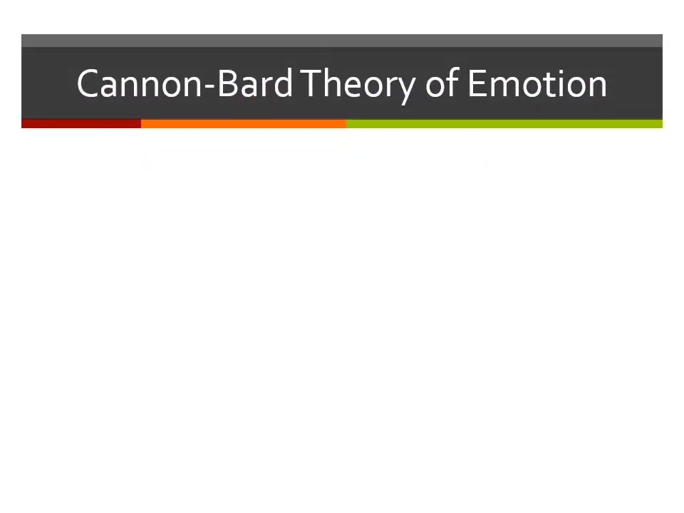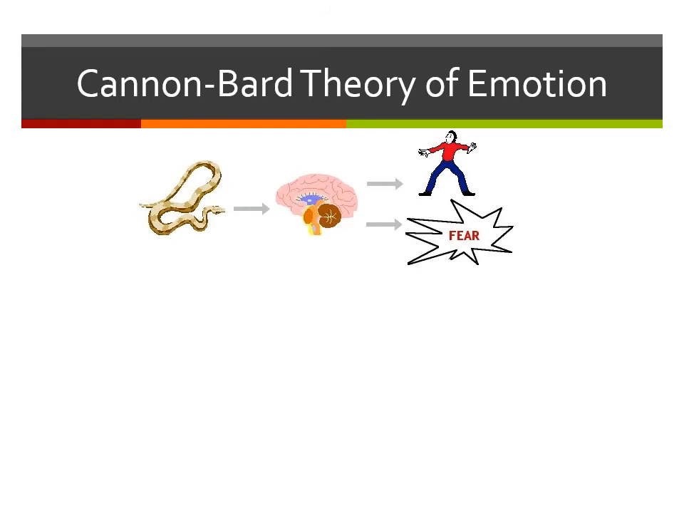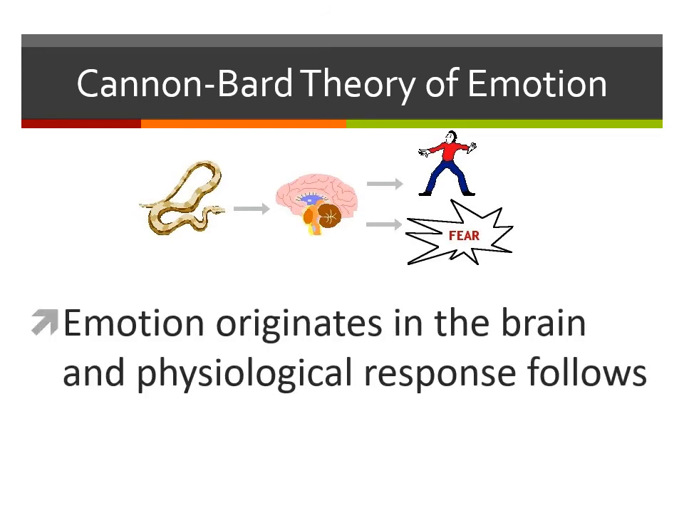All right, so Cannon and Bard took the criticism for James-Lange and made their own theory. They thought that stimulus comes in and the brain interprets that and creates an emotion, and the physiological response comes from that.